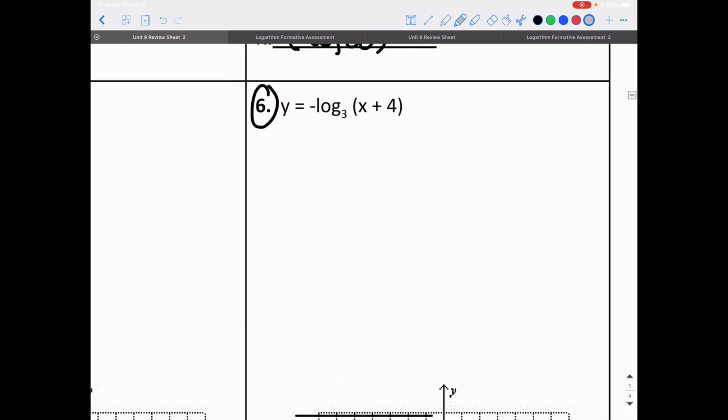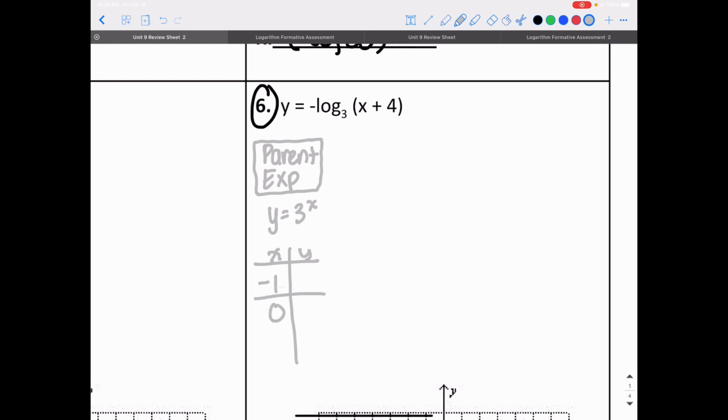I want to start with my parent exponential function. That's the most basic exponential function of the same base as the logarithm that I want. So that's going to be y is equal to 3 to the x power. The values for x that are good to plug in are -1, 0, and 1. If I plug those in, I get 3 to the negative first power is 1/3. 3 to the 0th power is 1, and 3 to the first power is 3.